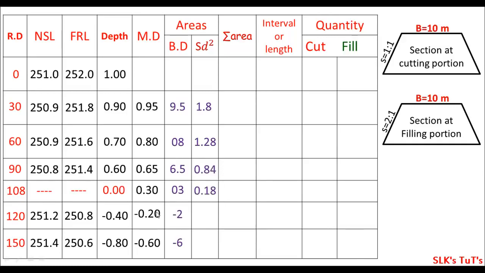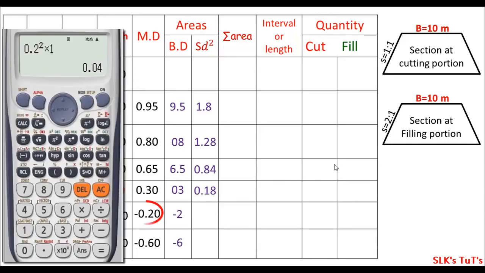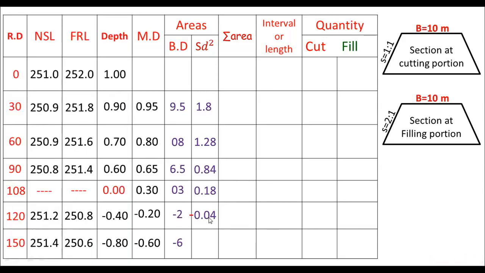But after this, there comes cutting. So 0.2 square times the slope of cutting, right? Not the slope of filling, okay? So we'll take only 1 because 1 divided by 1 is just 1, okay? So 0.2 square times 1, this is of course 0.04. And again 0.6 square times the slope in cutting, right? Just 1. So we can get, of course, 0.36. So we got BD and SD square.